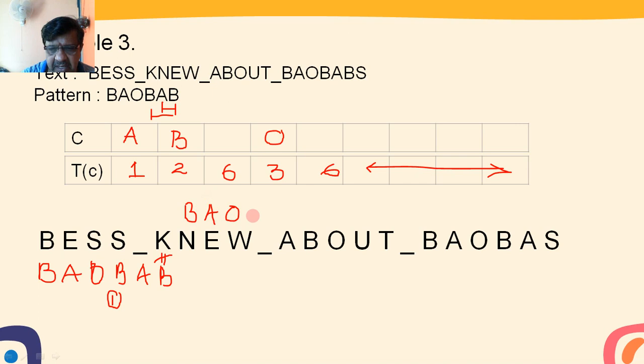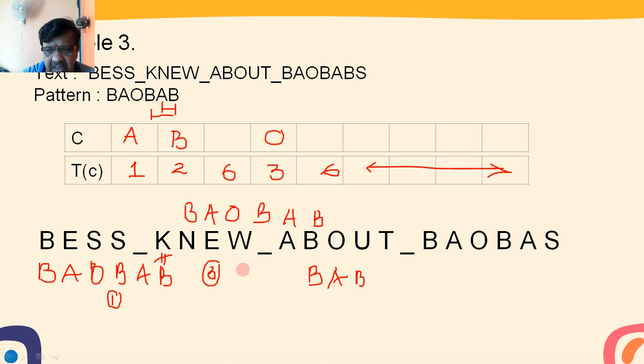BAO, BAB. So now this matches. 1, 2, 3 comparisons. So after 3 comparisons it is a failure, but the last character over here is B, and the text character is also B, therefore it will be adjusted and the shift will be 2. So here B A B, shift is 2.